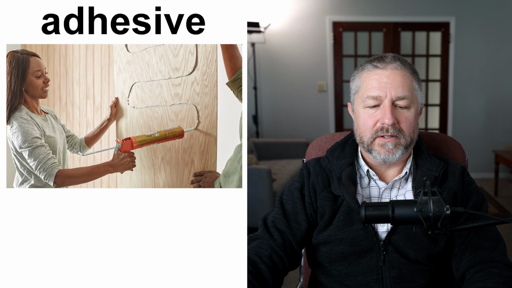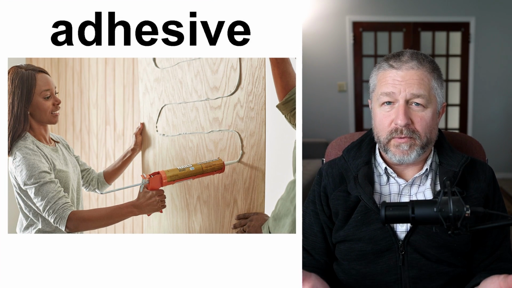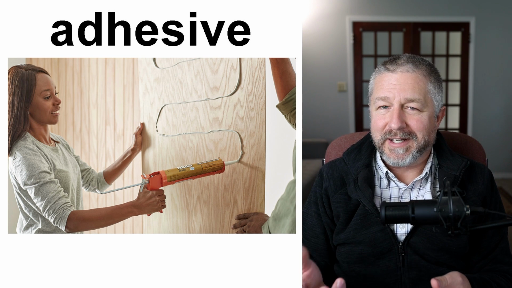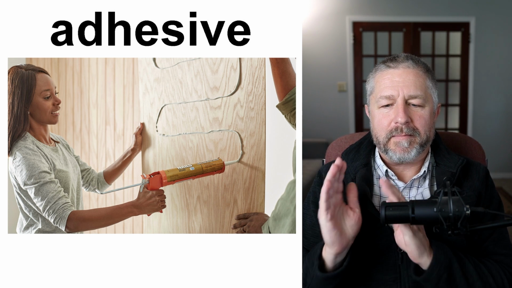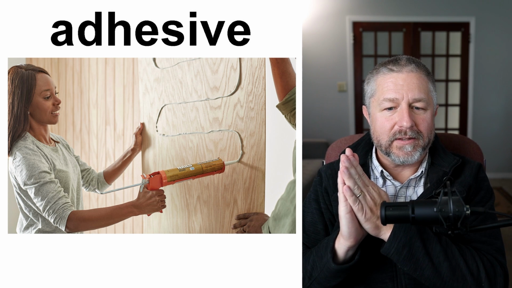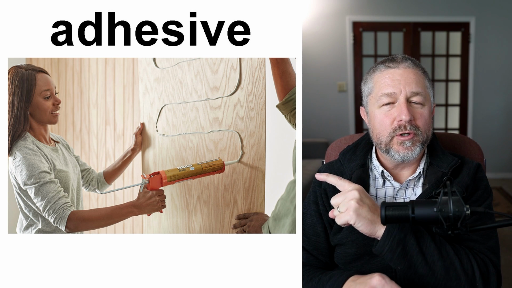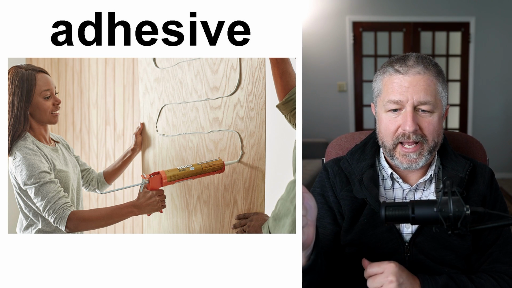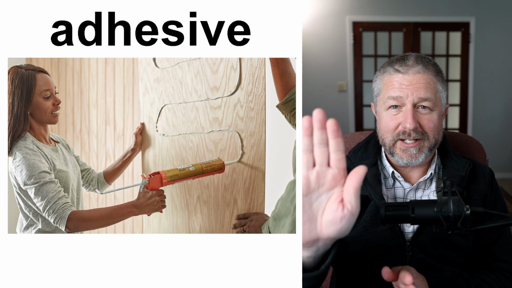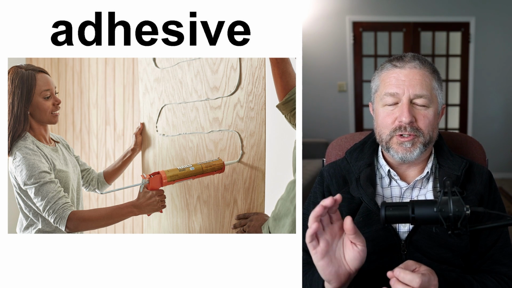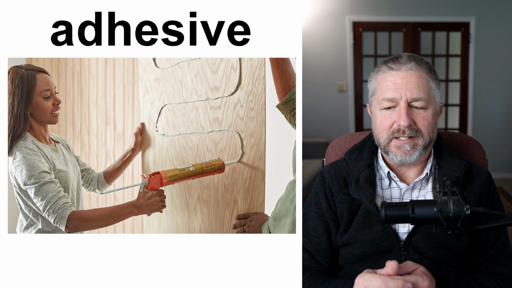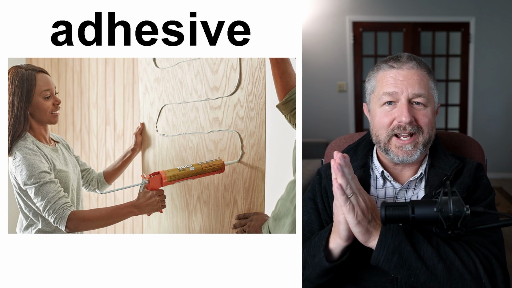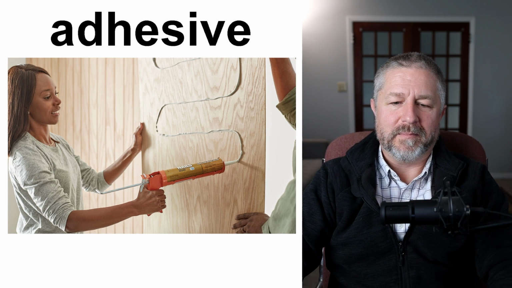Another building material that you might use in a variety of ways is just something called adhesive. You can also call it glue, but anything that makes two things stick together. So this person has a tube of adhesive. They're putting adhesive on the back of a piece of wood paneling, and then they're going to stick it to the wall. Or they're going to put up paneling using adhesive. So again, adhesive is something that makes two things stick together so that you can't pull them apart.